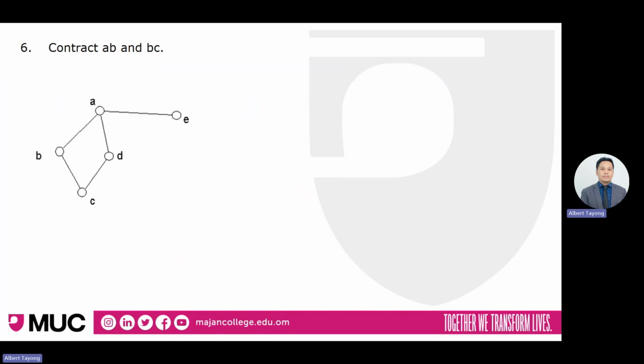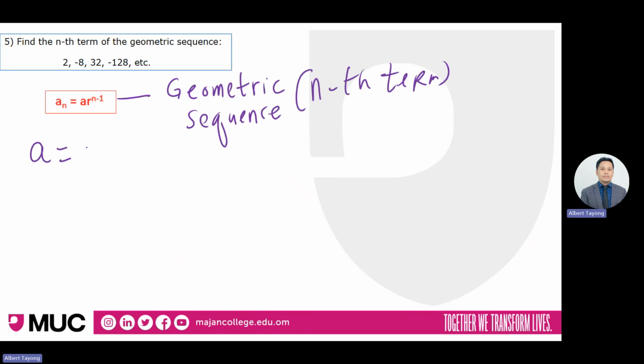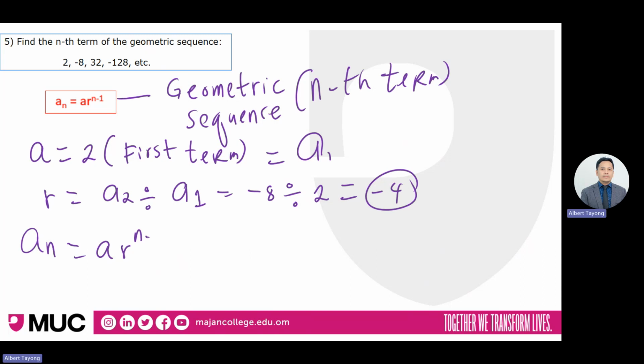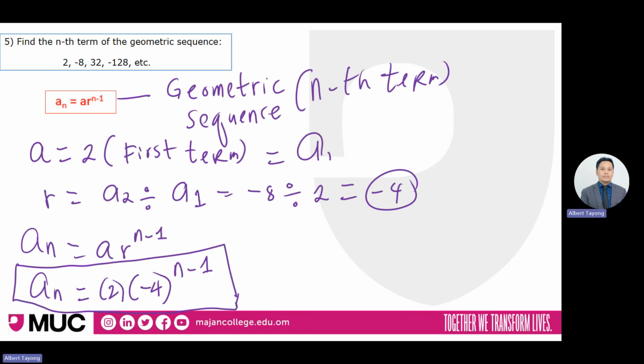Okay, so we start with our a. Our a is actually 2. This is the first term, a or a sub 1. Our r is a sub 2 divided by a sub 1. Our a sub 2 is negative 8 divided by 2, that's our a sub 1, so r equals negative 4. So using the formula, we can now replace our a. Our a is 2 times our r, negative 4, raised to the power of n minus 1. So this is our nth term. We cannot simplify this further because we have negative 4 here as our base.